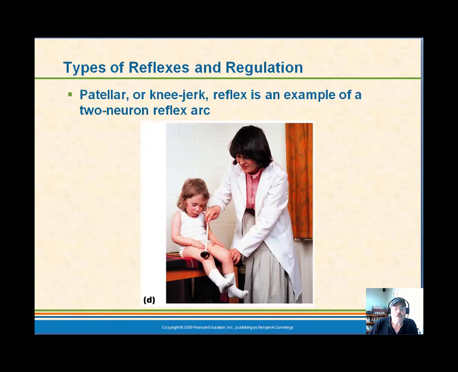Again, the most common one that everybody is really aware of is the patellar or knee jerk reflex, and it's an example of that very simple 2-neuron reflex arc. Now, this is all we're going to discuss about the nerve signals and reflex arcs. Again, there's a lot more that we could go into depth with, but this is the simplified version and is sufficient for our purposes.